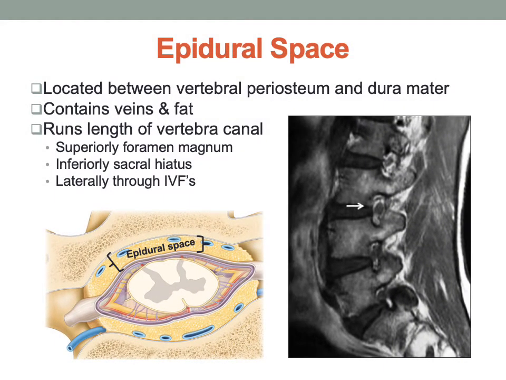The epidural space is located between the vertebral periosteum and dura mater. It contains veins and fat. It runs the entire length of the vertebral canal, superiorly from the foramen magnum to inferiorly through the sacral hiatus, and also laterally through the intervertebral foramen.